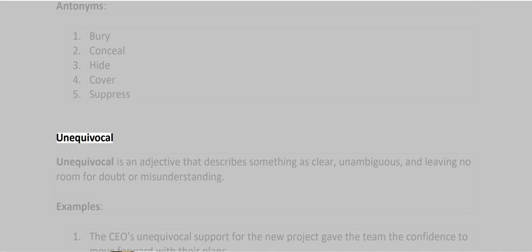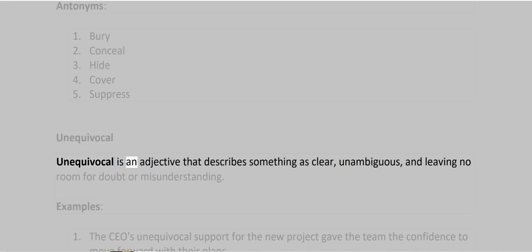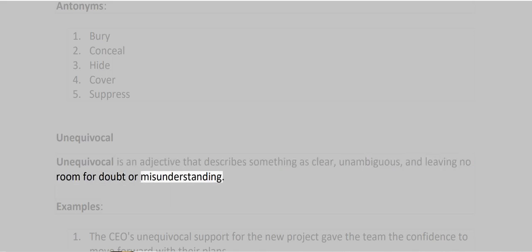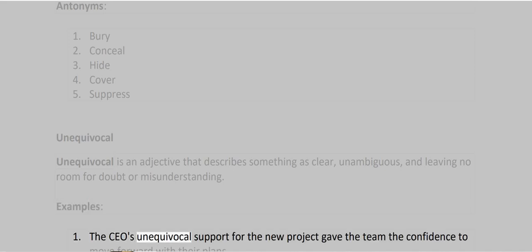Unequivocal. Unequivocal is an adjective that describes something as clear, unambiguous, and leaving no room for doubt or misunderstanding. Examples. 1. The CEO's unequivocal support for the new project gave the team the confidence to move forward with their plans. 2. The witness's unequivocal testimony left no doubt about the defendant's guilt.